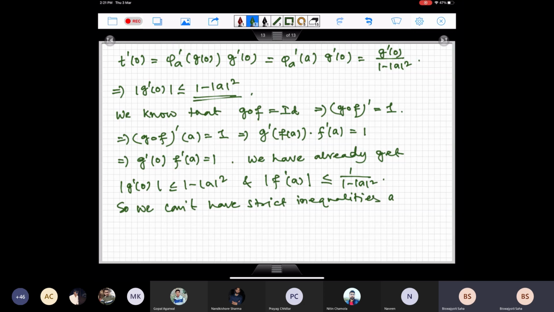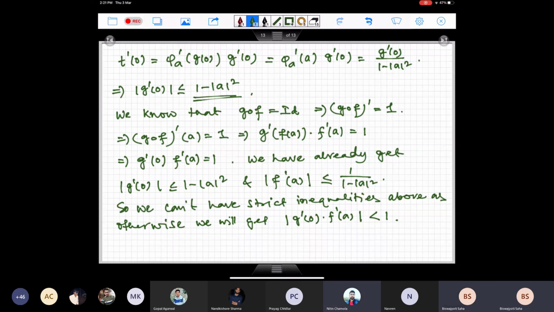So we can't have strict inequalities above, as otherwise we will get that in absolute value, mod of g prime of 0 into f prime of a will be strictly less than 1. Correct? All of you agree to that? Yes, sir. No matter what place I get strict inequality, I will have this. Okay, so that's clearly not possible. So in each of the cases, I must have equality.